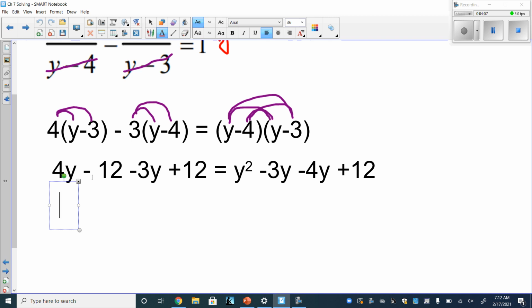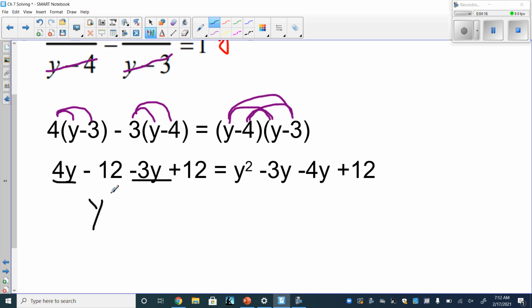Now at this point, we can combine like terms. We have 4y minus 3y, which would be y. Negative 12 plus 12 would just be 0. So on the left-hand side, 4y minus 12 minus 3y plus 12, when like terms combine, we just get y. Now on the right-hand side, we have y squared, because there are no other y squared terms over here. Negative 3y minus 4y would be negative 7y plus 12.